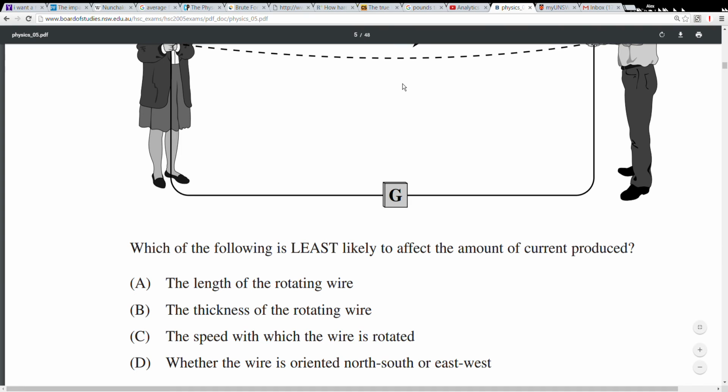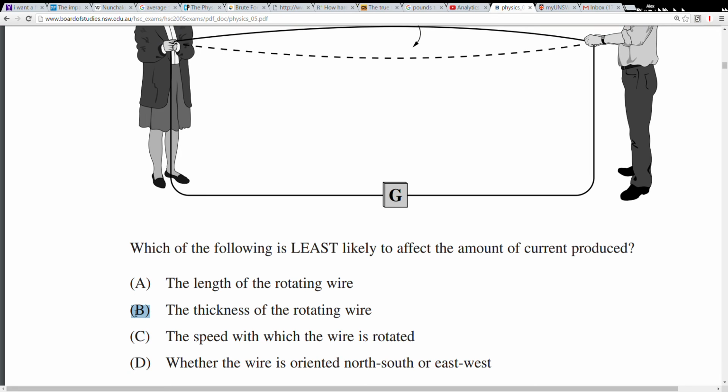So this is producing back EMF because it's cutting lines of flux. And remember that the equation had its length, its speed, and the orientation. The equation said nothing about thickness, even though thickness does account for resistance. But in this case, I would pick B.